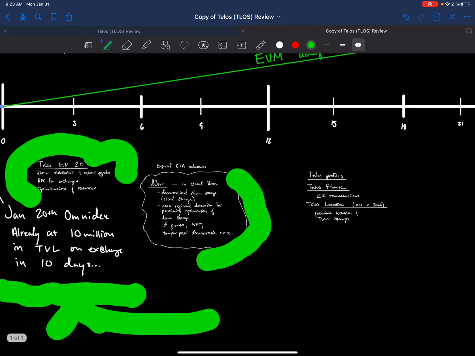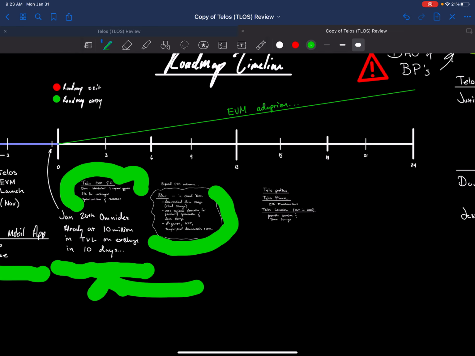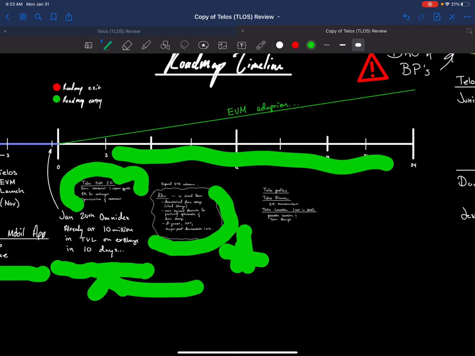So they have dStore, which is distributed storage, which ETA on that is unknown for now, but it's decentralized data storage. Cloud storage uses regional detection for proximal optimization of data storage, and D-games, NFTs. So this could be big right here when they complete that as well. That's going to be very valuable in their future at some point in the timeline. dStore could be extremely valuable for Telos as well as a service.